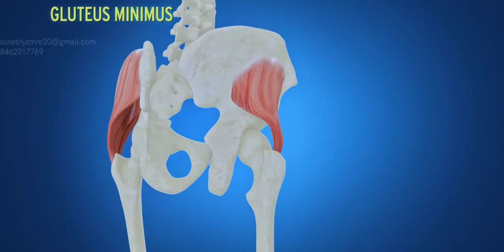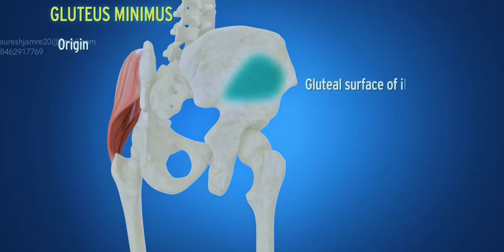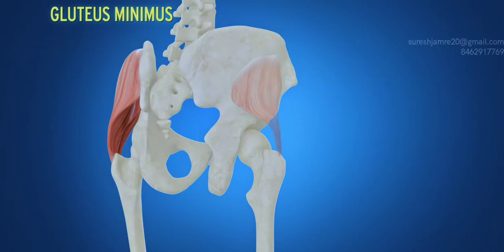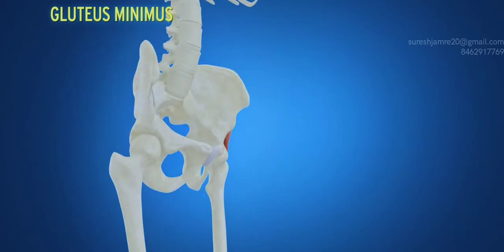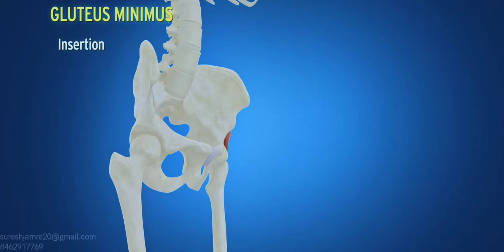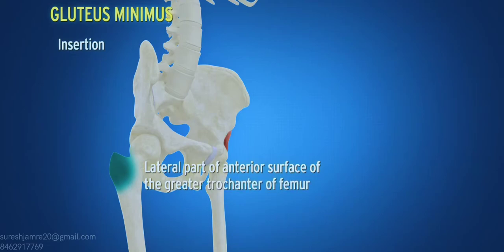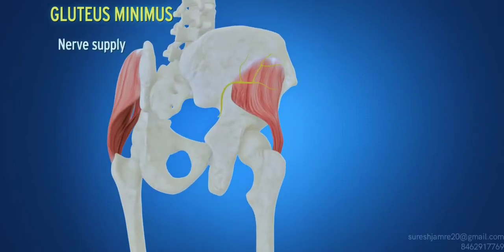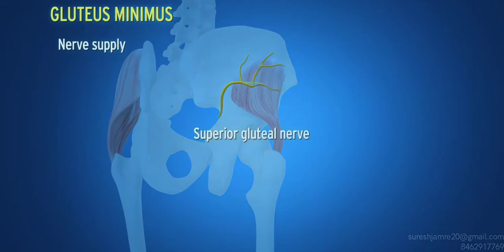Gluteus minimus. Origin: gluteus minimus arises from the gluteal surface of ilium between the anterior and inferior gluteal line. Insertion: gluteus minimus is inserted into the lateral part of anterior surface of the greater trochanter of femur. Nerve supply: superior gluteal nerve.